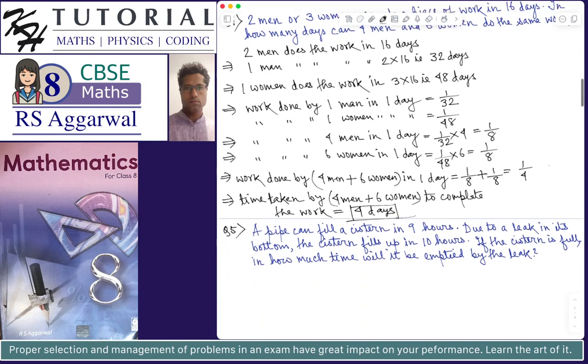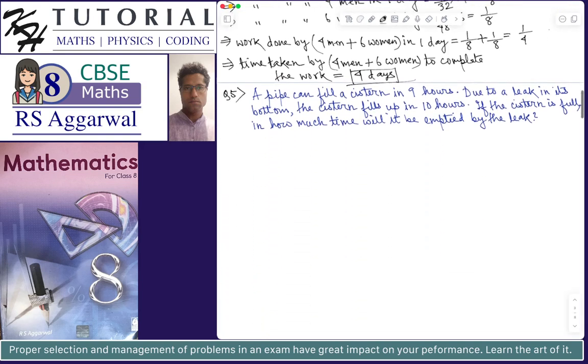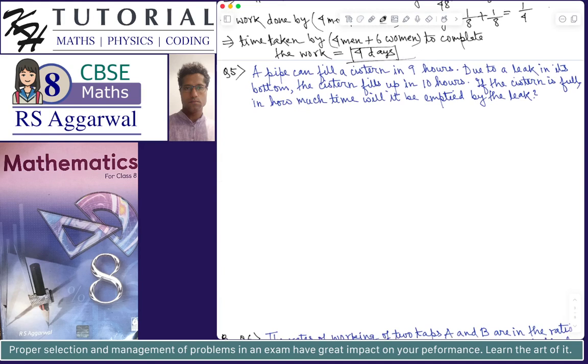Let's do question number 5. A pipe can fill a cistern in 9 hours. Due to a leak in its bottom, the cistern fills up in 10 hours. If the cistern is full, in how much time will it be emptied by the leak?